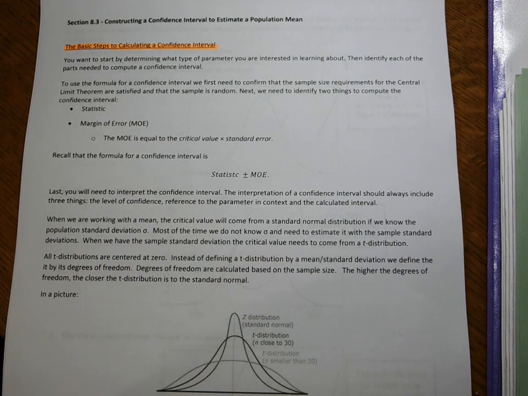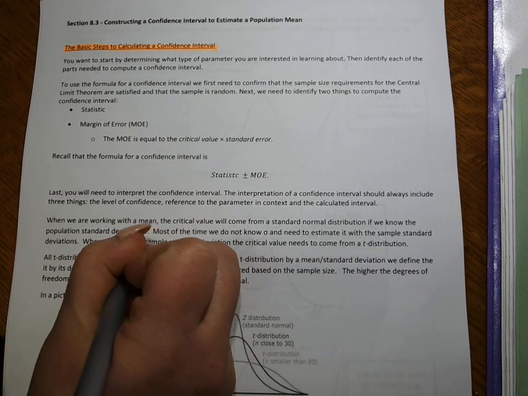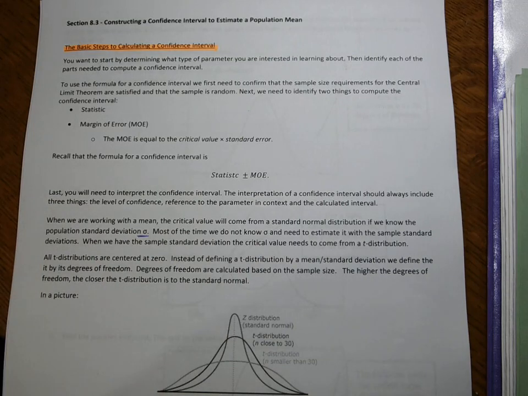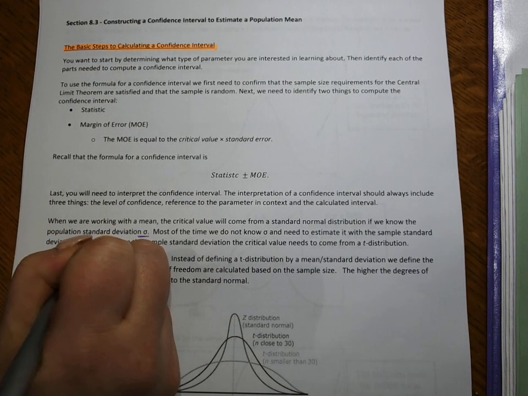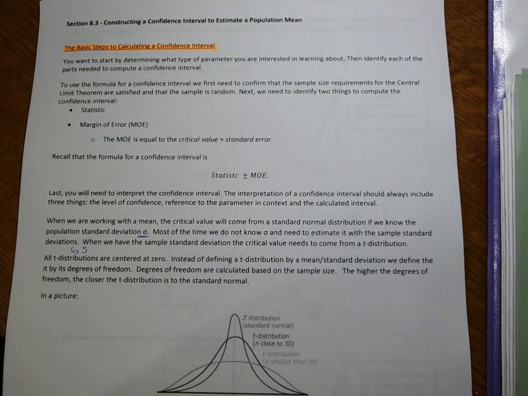When we work with a mean, the critical value will come from a standard normal distribution if we know the population standard deviation sigma. But most of the time we do not know sigma, and we need to estimate it with the sample standard deviation. And recall that the sample standard deviation is denoted by the letter s. When we have a sample standard deviation, the critical value needs to come from what is known as a t-distribution. So we're not going to work with the standard normal for means, we're going to work with the t-distribution.